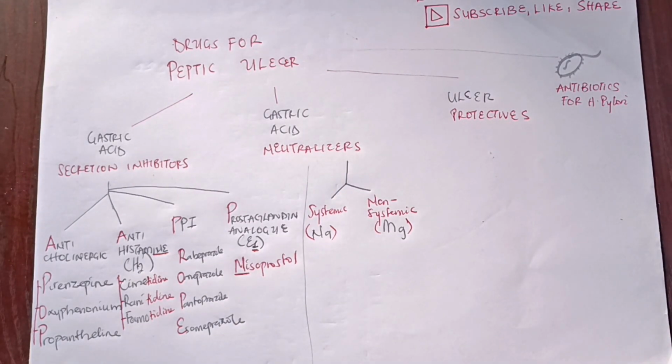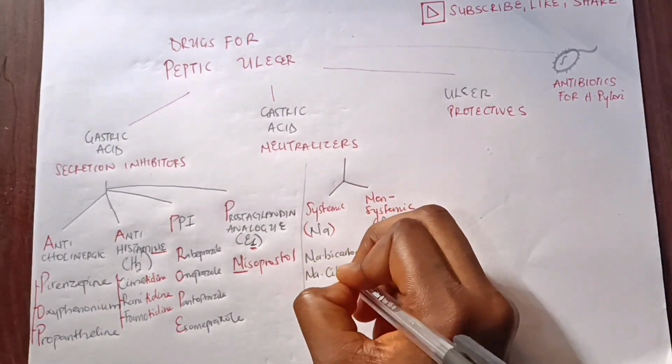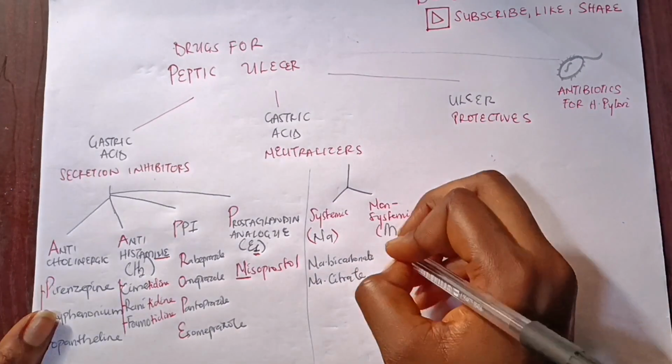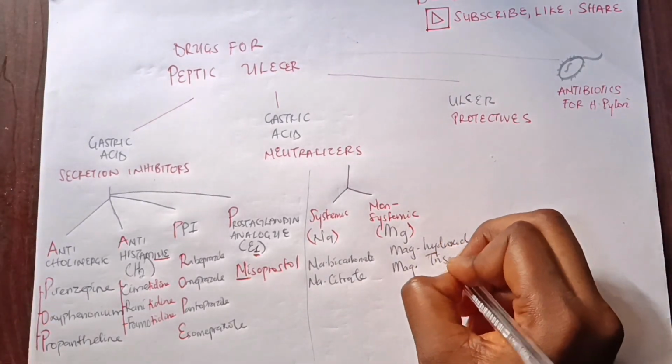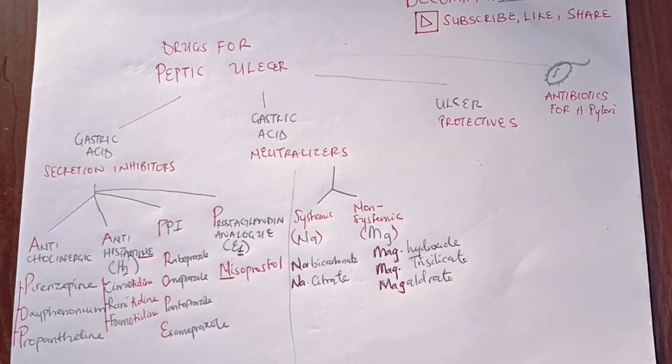So in sodium, we have sodium bicarbonate and sodium citrate. Okay. And then for the non-systemic, we have magnesium hydroxide, magnesium trisilicate, and magaldrate. So that is that for the neutralizers. Just remember, neutralizers are divided into 2, systemic and non-systemic, sodium and magnesium. Sodium, we have sodium bicarbonate, sodium citrate. For the non-systemic, we have magnesium hydroxide, magnesium trisilicate, and magaldrate.